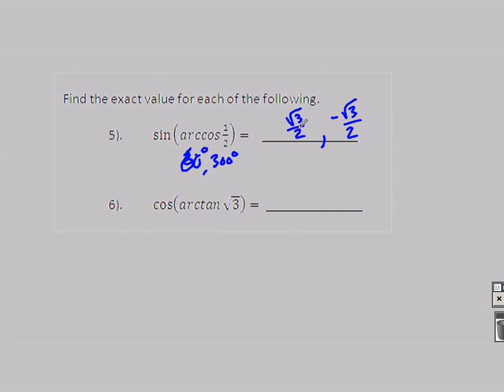Same here, arctangent of square root of 3, I should say. It's square root of 3 at 60 degrees, which means my other answer, tangent's positive in quadrant 3, so I should do 180 plus 60 is 240 degrees. So we want to say, when is cosine at 60 degrees? Cosine is 1/2 at 60 degrees, and then at 240 in quadrant 3, it should be negative 1/2.